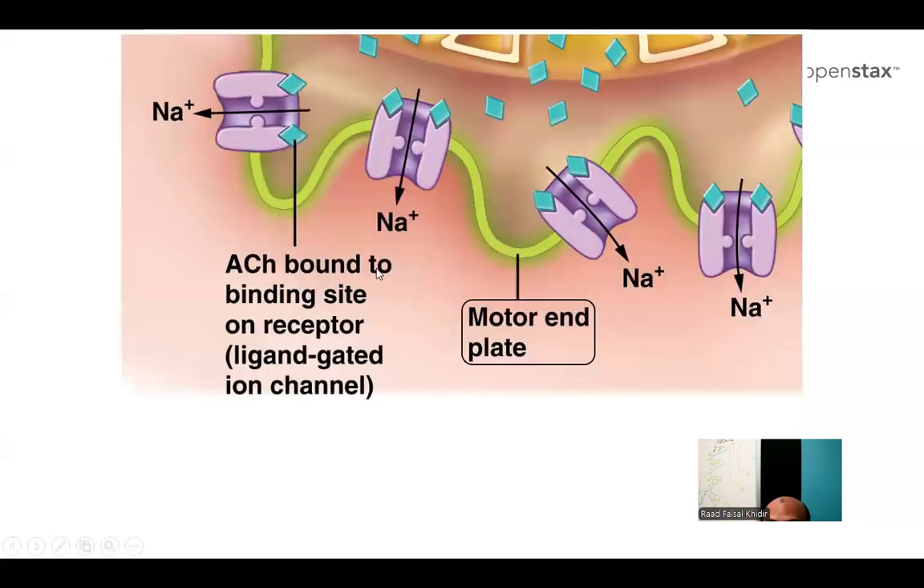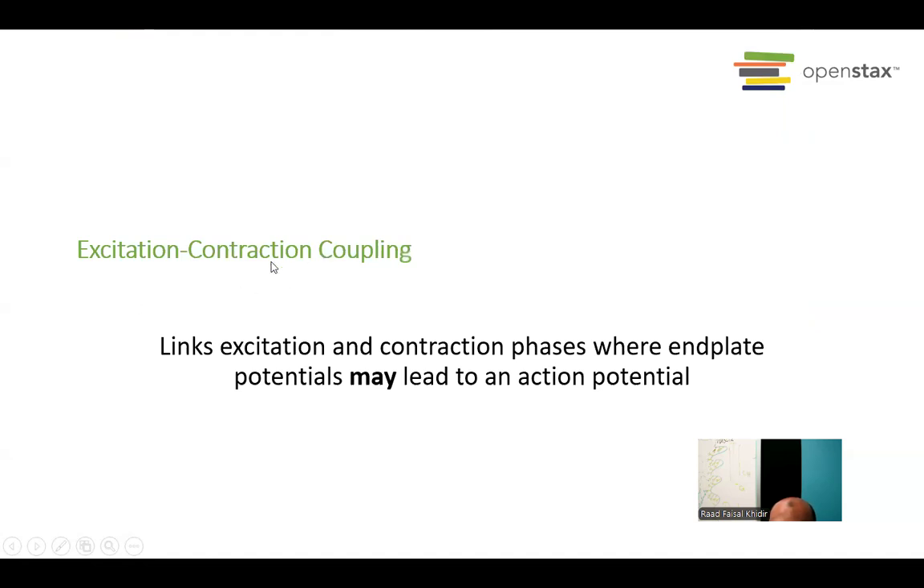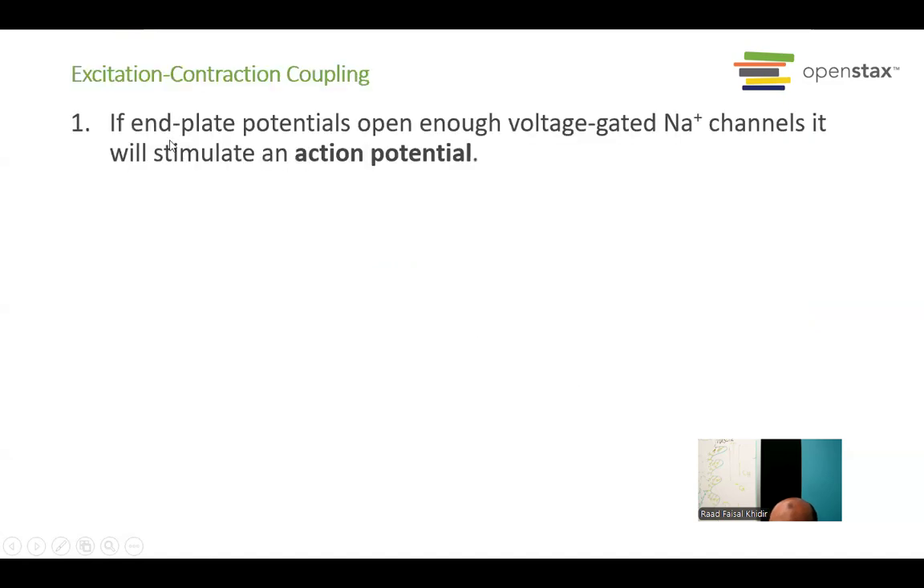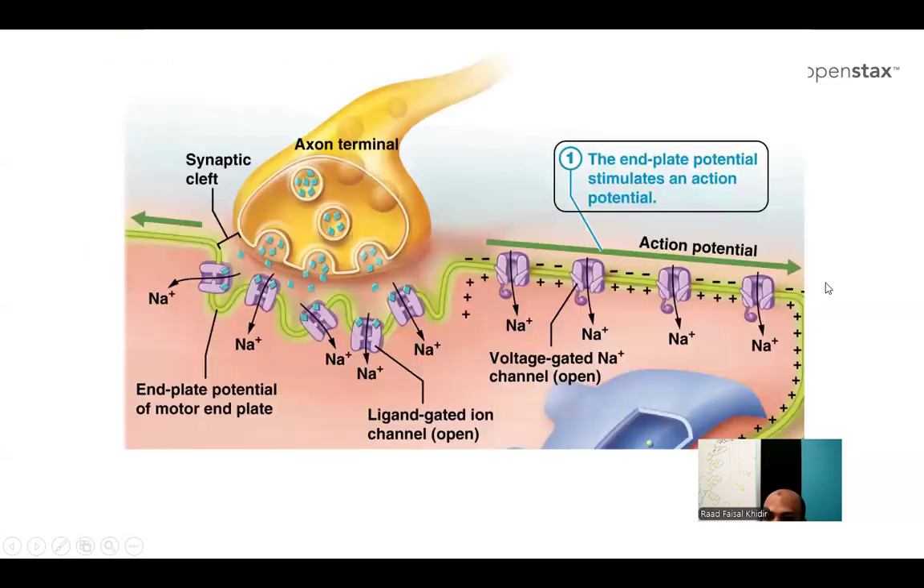So acetylcholine is bound to the binding site on the receptor, and there's a ligand-gated ion channel. You see, that's excitation-contraction coupling. Excitation-contraction coupling links the excitation and the contraction phases, where the end plate potential may lead to an action potential. So if the end plate potential opens enough voltage-gated sodium channels, it will stimulate an action potential. That's the end plate potential stimulating an action potential.